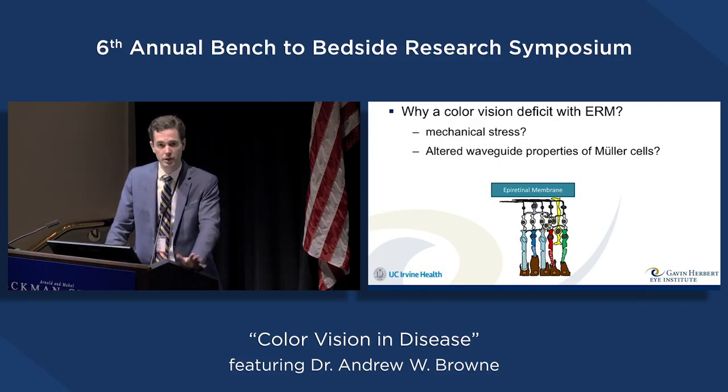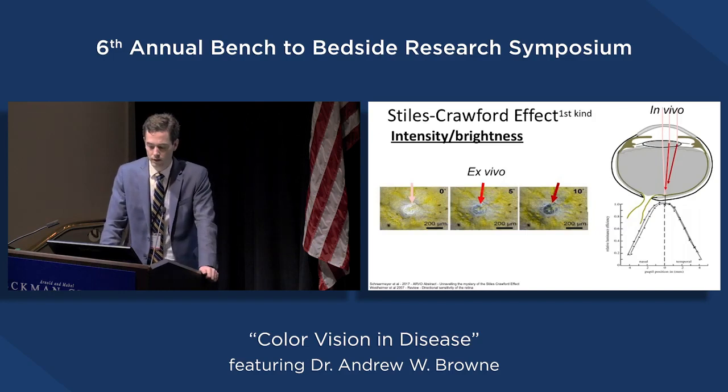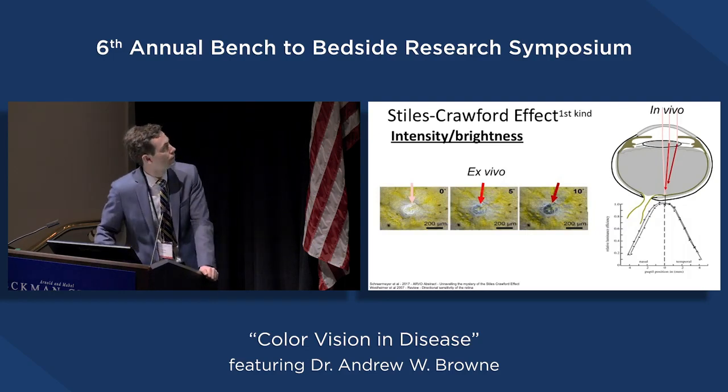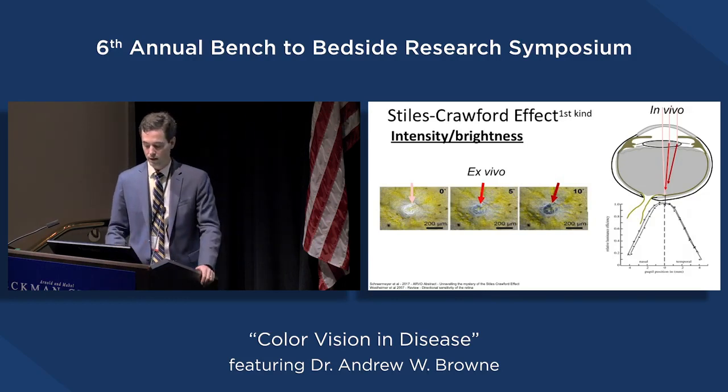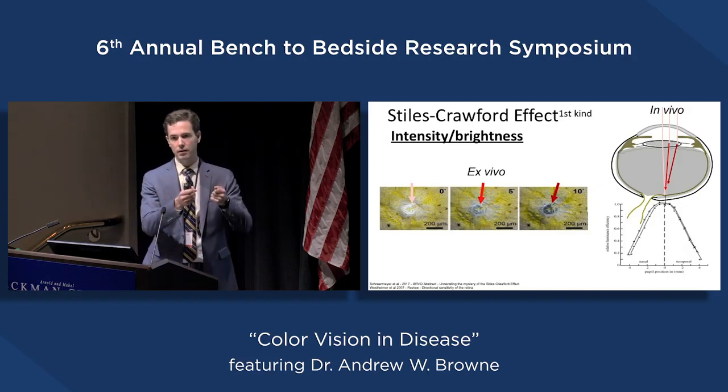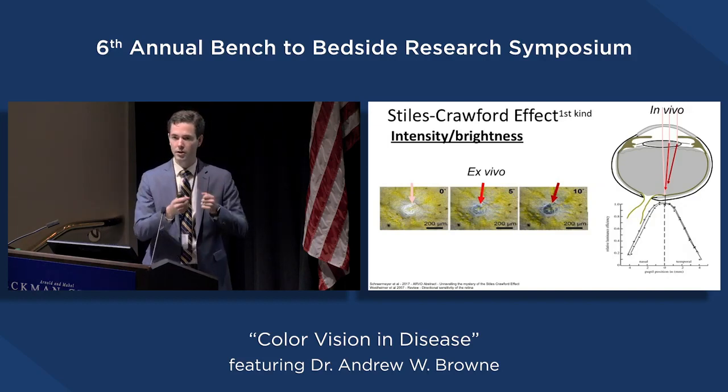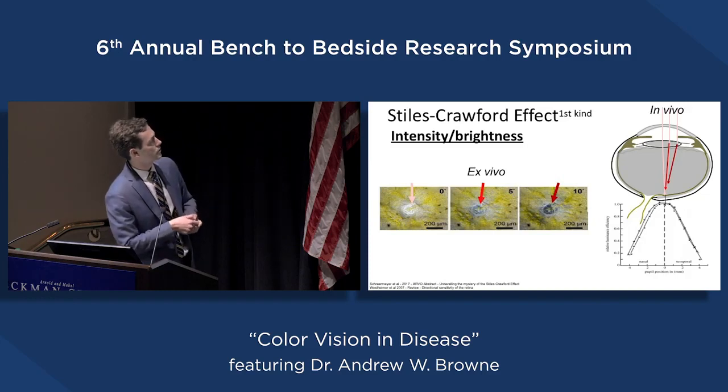Mueller cells are extremely interesting cells because they are basically fiber optics that live in the retina. And one of the phenomena, known as the Stiles-Crawford effect of the first kind, affects the intensity and brightness that one sees depending on the angle of illumination. If you take a piece of retina out of a cadaver eye and shine light on it, the amount of light that comes through the fovea differs depending on the angle of illumination. If it's perpendicular, all the light comes through. If it's at a 5-degree or 10-degree angle, less light comes through.